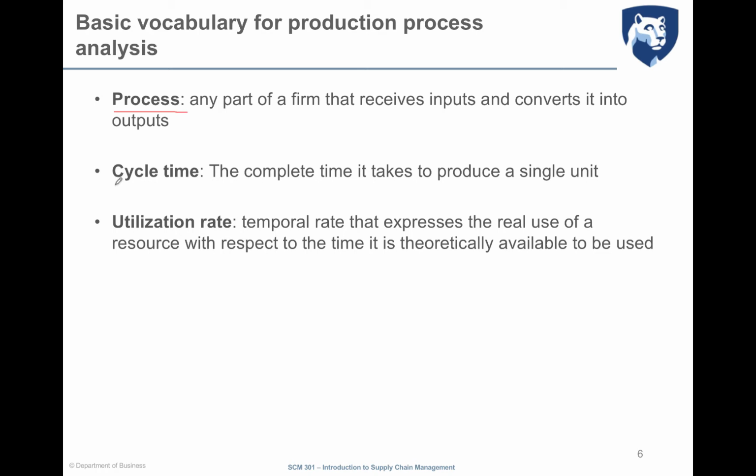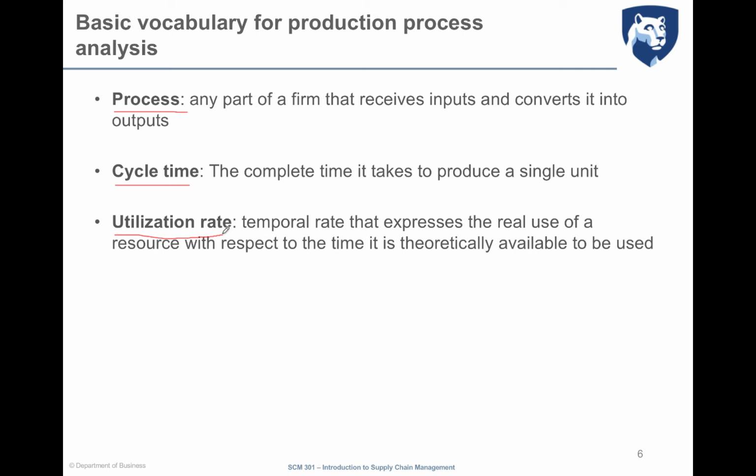Then we have a further definition, which is the definition of cycle time. A production process realizes products. The cycle time is the complete time that it takes to produce a single unit. So from the start of the production process to the realization of the final product, the time that you need to realize that will be your cycle time. Then you have utilization rate. We will see that in each production system there are different resources, and utilization rate is a percentage.